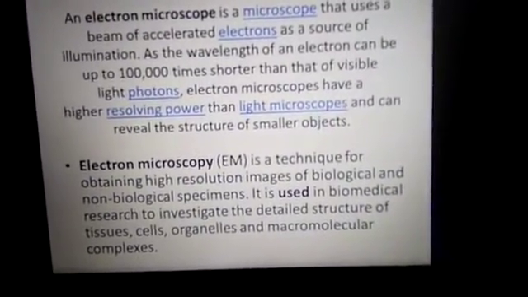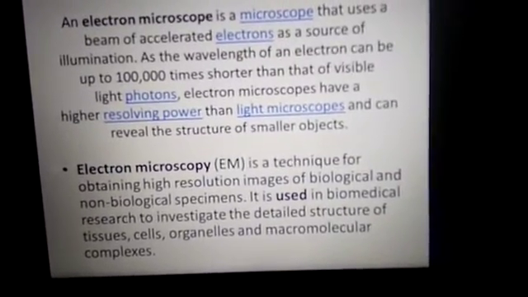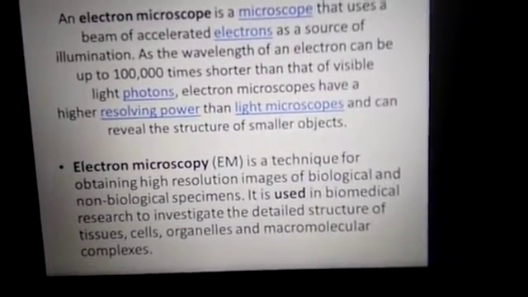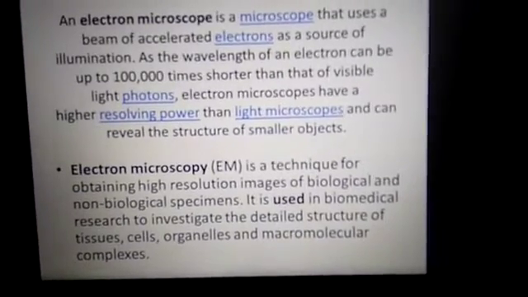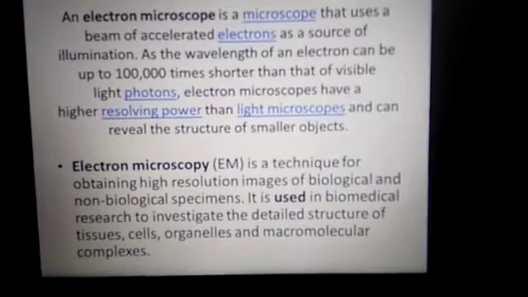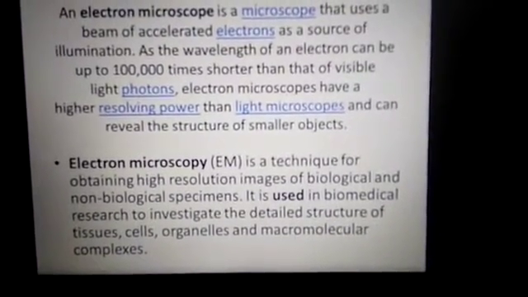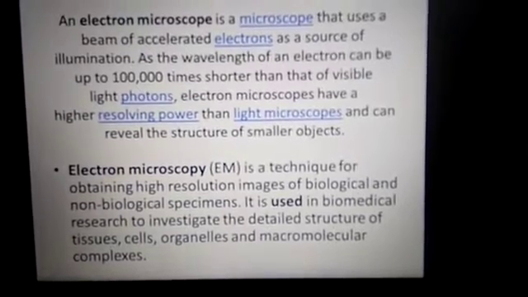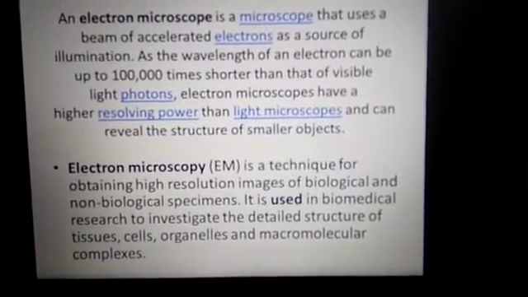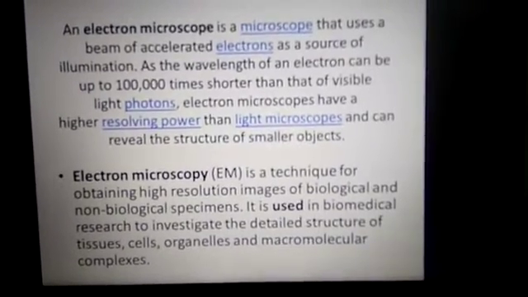So imagine, children, very minute microorganisms can be observed. Electron microscopes have a higher resolving power than light microscopes and reveal the structure of smaller objects. And EM, what is EM? Electron microscopy is a technique for obtaining high resolution images of biological and non-biological specimens.